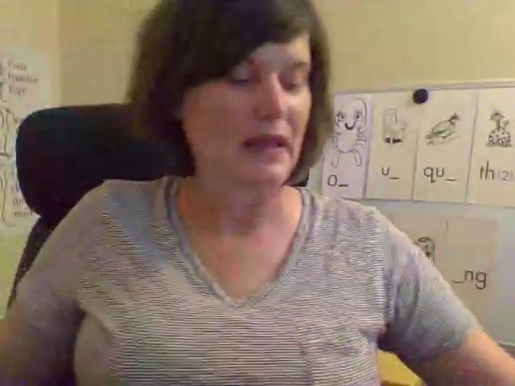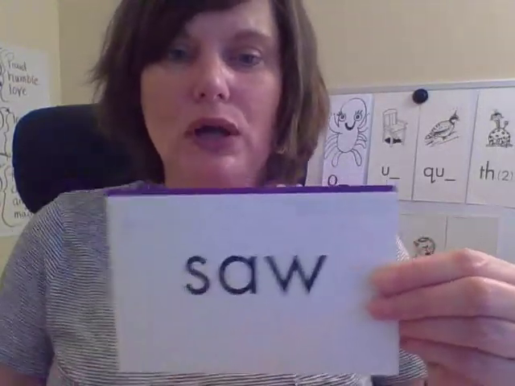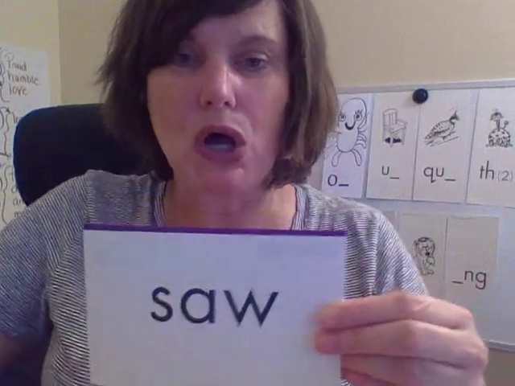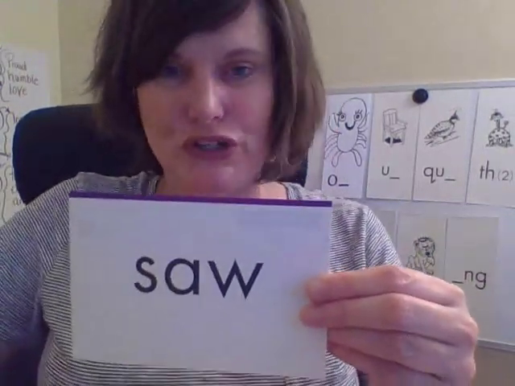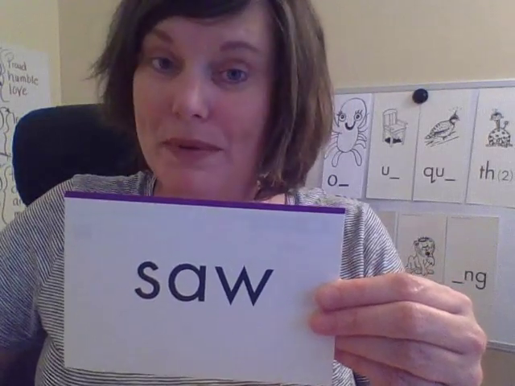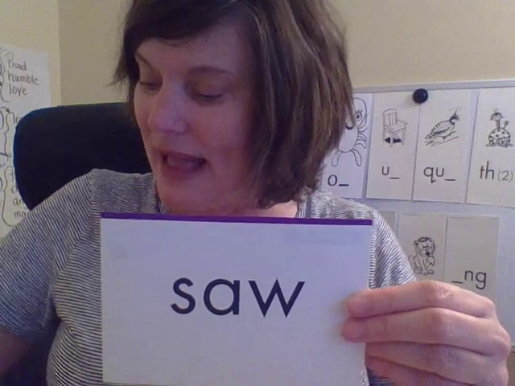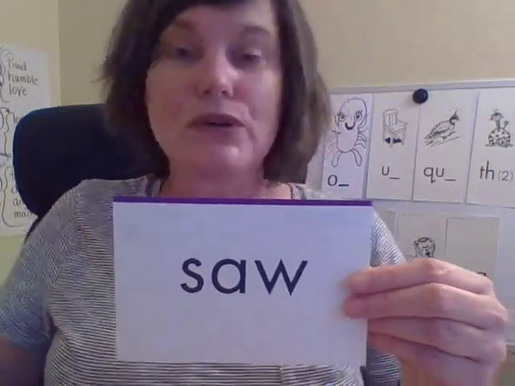Good. The last word, and it's another sight word that we're going to spell, is saw. S-A-W. Saw. I saw some of our families at the grocery store. Saw. Okay, let's spell saw. Remember, say the letters as you spell them. S-A-W. Saw.